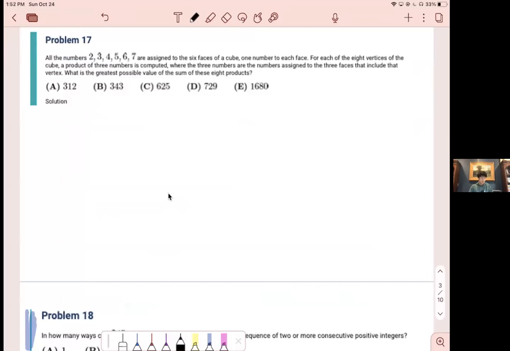So problem 17, all the numbers 2, 3, 4, 5, 6, and 7 are assigned to the 6 faces of a cube, one number to each face. For each of the 8 vertices of the cube, a product of 3 numbers is computed, where the 3 numbers are the numbers assigned to the 3 faces that include that vertex. What is the greatest possible value of the sum of these 8 products?